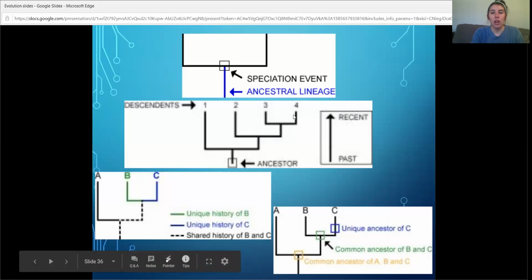All right, so that is it for today. Let me know if you have any questions about your assignment. You're going to create your own cladogram.